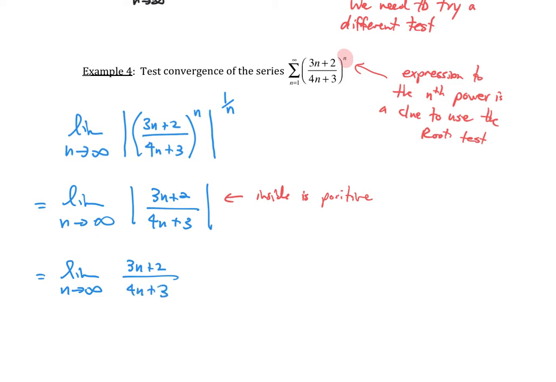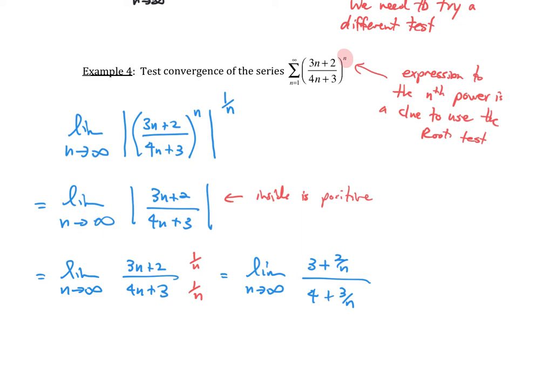What I'm going to do is multiply top and bottom by 1 over n, which is the highest power in the denominator. You could use L'Hopital's rule if you wanted to, because you would get infinity over infinity, but let's just do it this old school way. We get the limit as n goes to infinity of (3 plus 2 over n) divided by (4 plus 3 over n). Remember, you have to distribute this 1 over n to both terms, and then we arrive at this result.